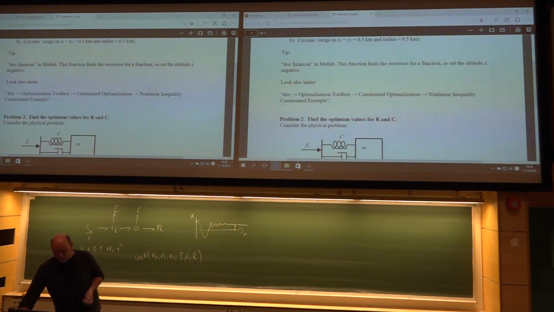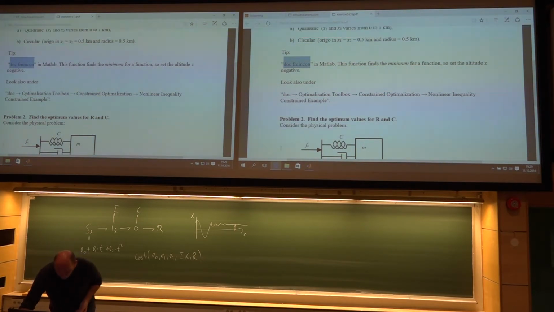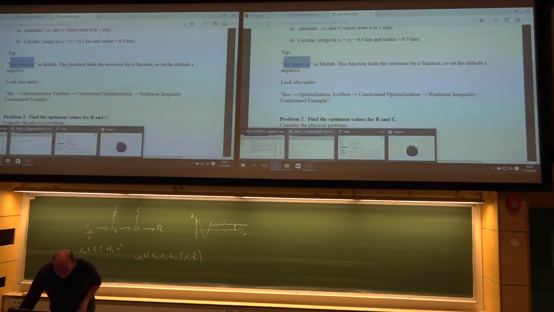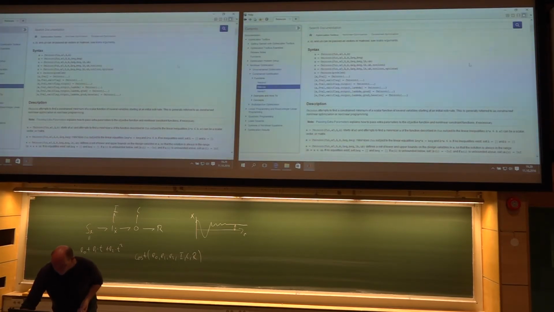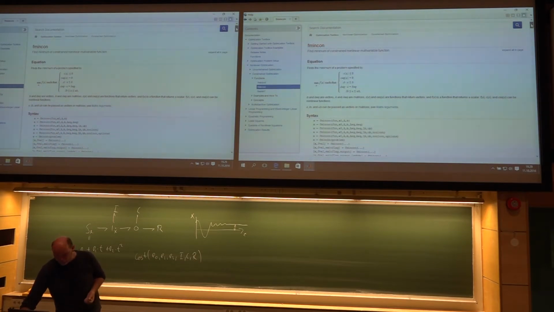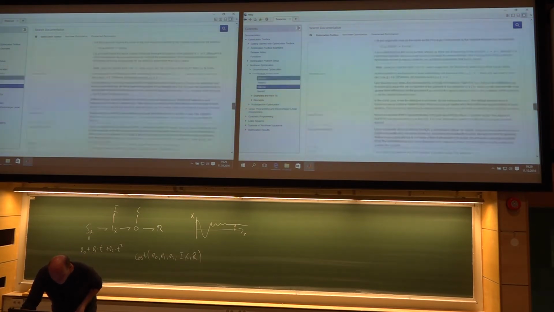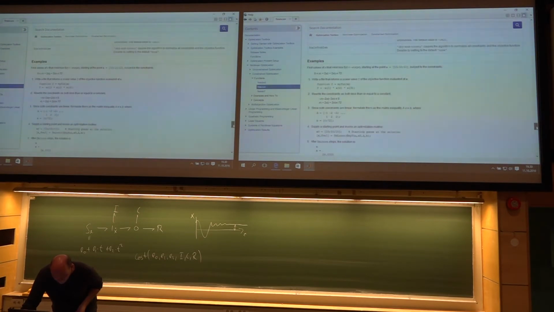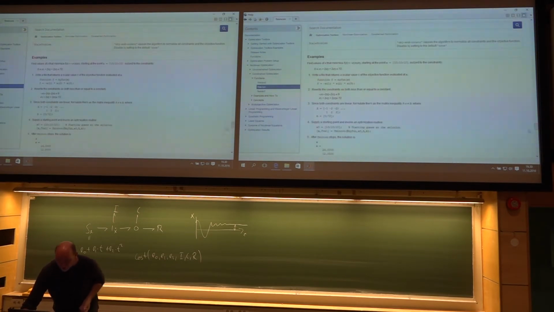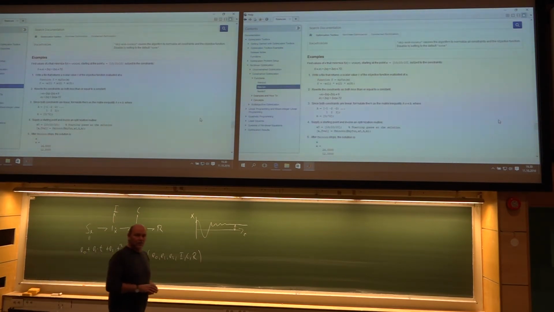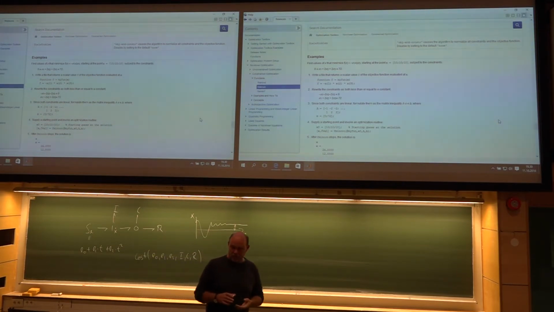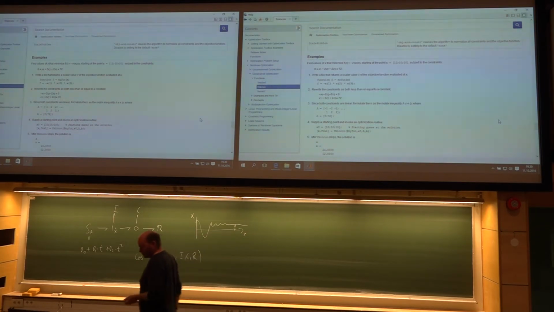Here you have links to the documentation, so there you can find examples of how this can be done. And also here in the doc for fminsearch and fmincon, you have all the way down somewhere, you can look at the examples, how they have actually done this. So there you find the recipes for how to use these functions.